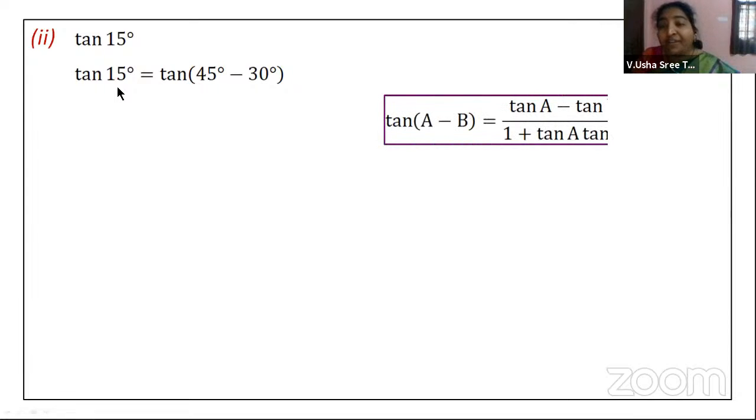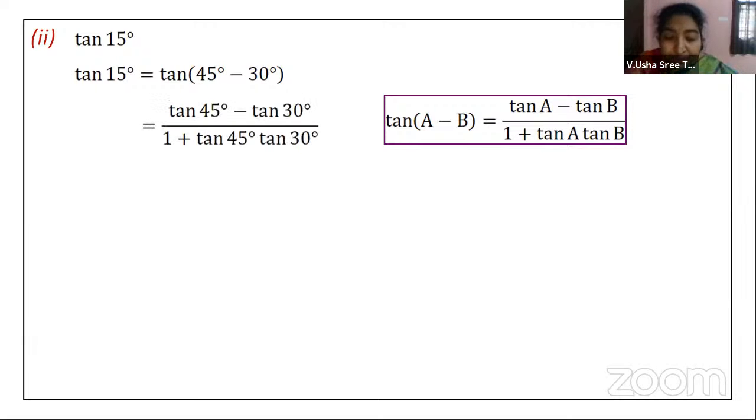The formula we have seen is tan of a minus b is tan a minus tan b by 1 plus tan a tan b. So we are substituting a and b values as 45 and 30. Then tan 45 is 1 and tan 30 is 1 by root 3. So we'll just substitute those values.